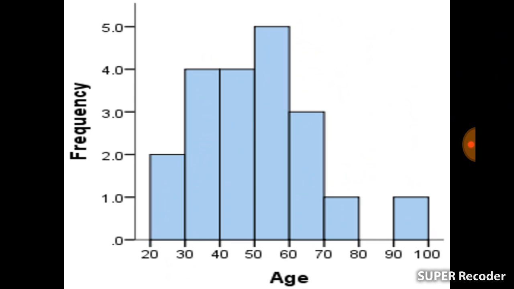Okay, this is an example of a histogram where the x-axis represents the age, and the y-axis represents the frequency.